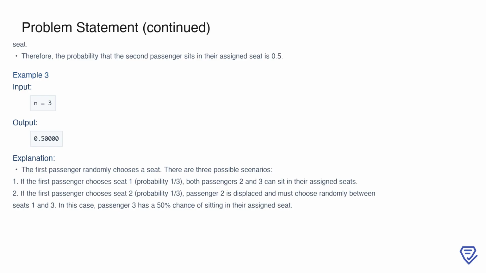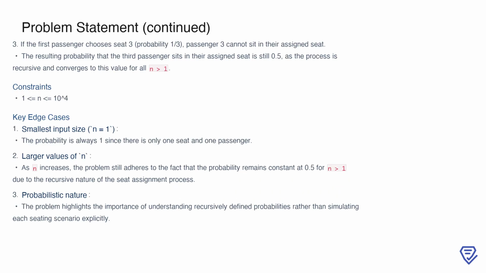If passenger 1 chooses seat 2, passenger 2 is displaced and must randomly choose between seat 1 and seat 3. In this situation, passenger 3 has a 50% chance of getting their assigned seat. Finally, if passenger 1 chooses seat 3, passenger 3's seat is already taken, meaning passenger 3 cannot sit in their assigned seat. When we calculate the overall probability from these scenarios, we find that the result is still 0.5, or 0.50000. This recursive pattern continues for any value of n greater than 1.